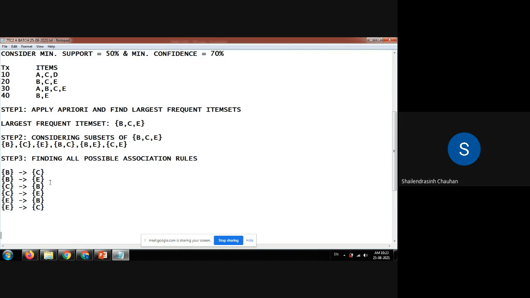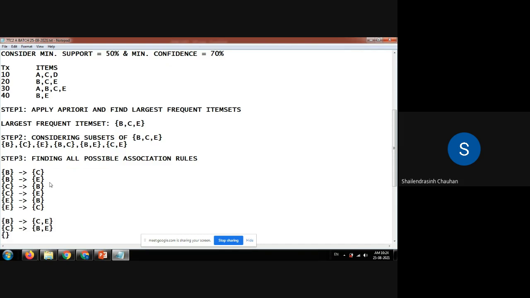Now, the combination of an item set of size 1 on the left and size 2 on the right. So 1 on the left and 2 on the right. We are having these 3 item sets which have size 2. But BC and BE are having B, which is there on the left. So we cannot consider these. So CE only. Then C: BC, CE, both are having C. So BE only.